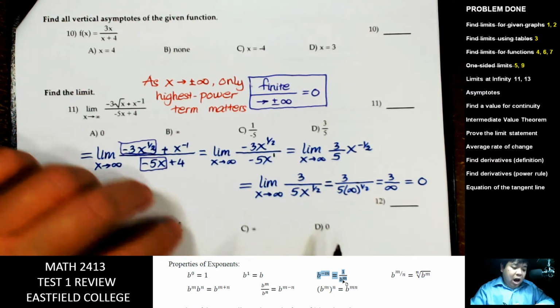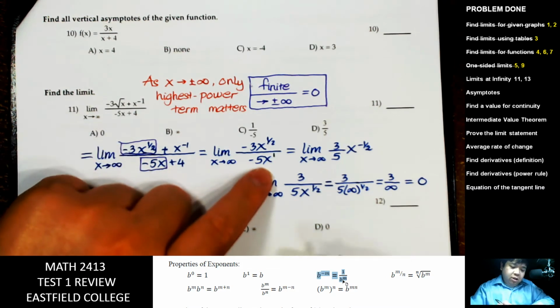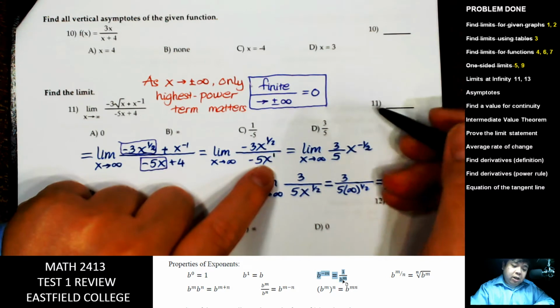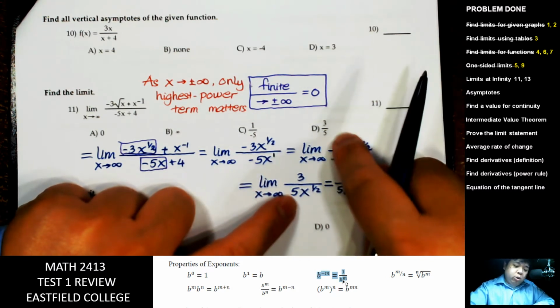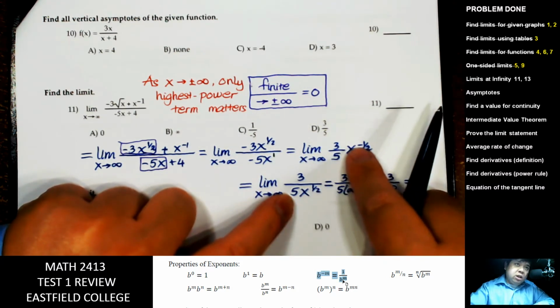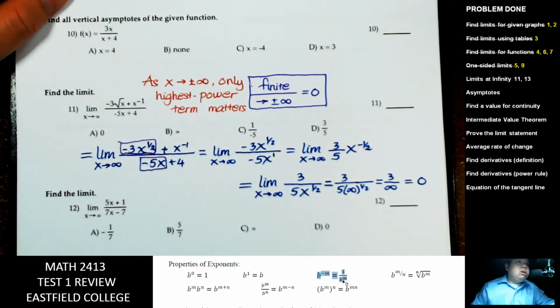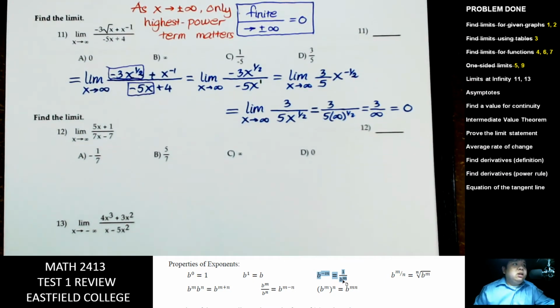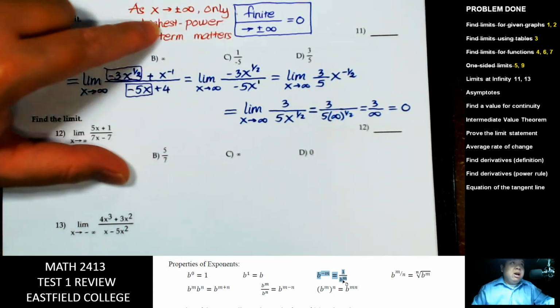The highest power matters. When we combine them, we subtract the exponent. This happened to be negative, so we move that to the bottom. Otherwise, we'll keep that on the top. So that was 11. And the fact here is very important.